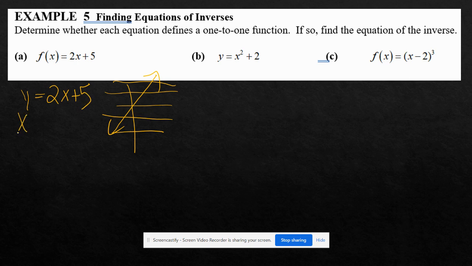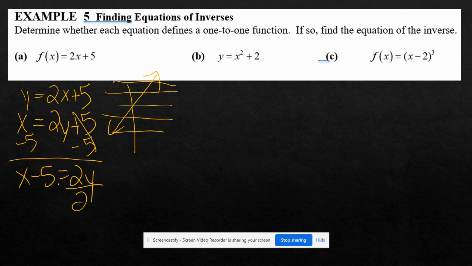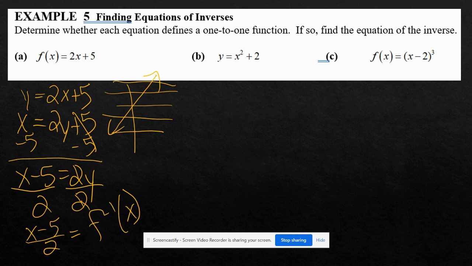So start with swapping the x and the y. It's literally putting x in the spot where y was and y in the spot where x was. And then backward order of operations to get y alone. Our first step would be to subtract 5. And then divide by 2 on both sides to finish getting y alone. And so x minus 5 over 2 is our inverse function. And we note that with that f to the negative first.